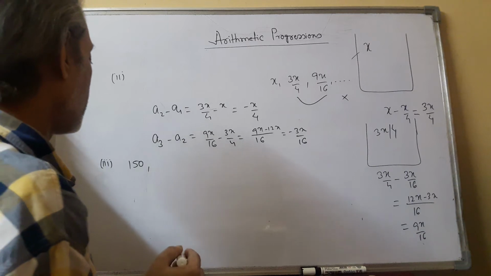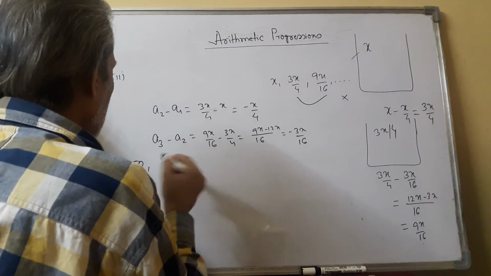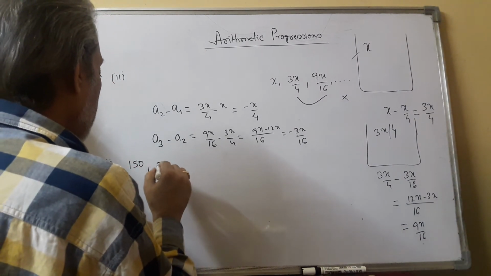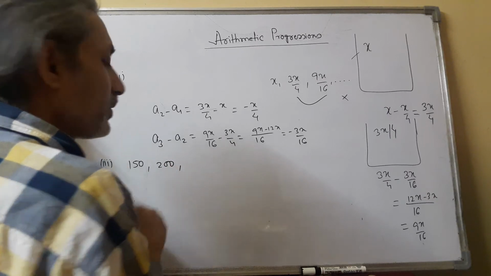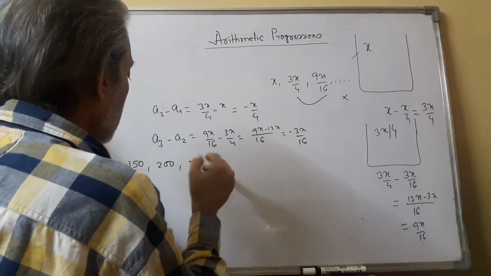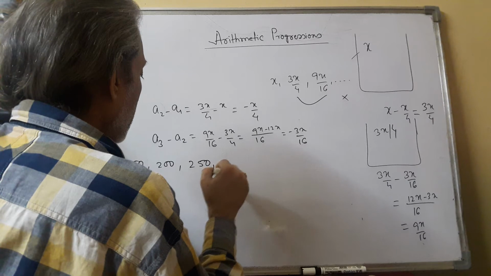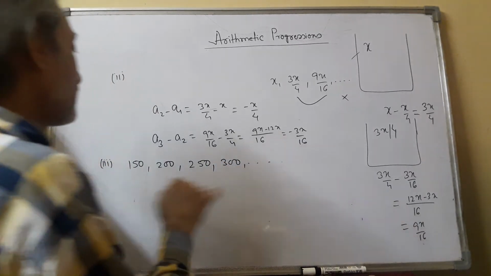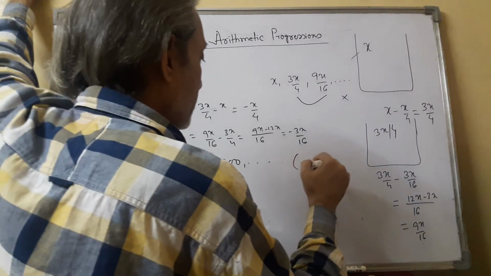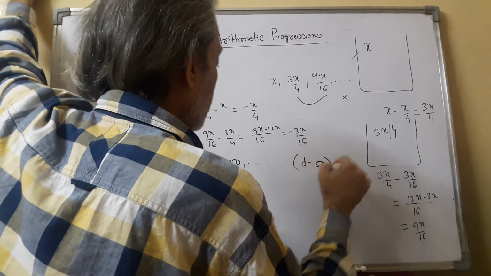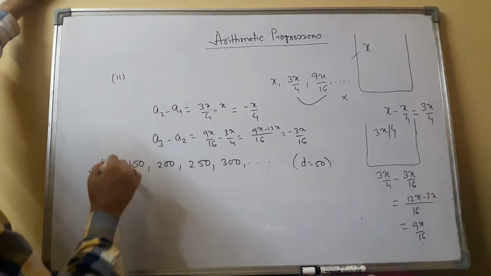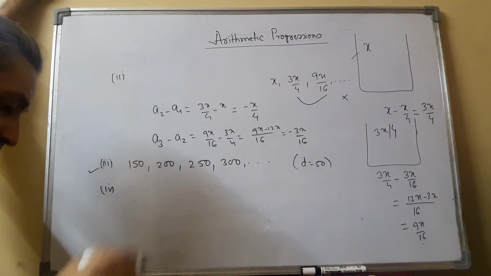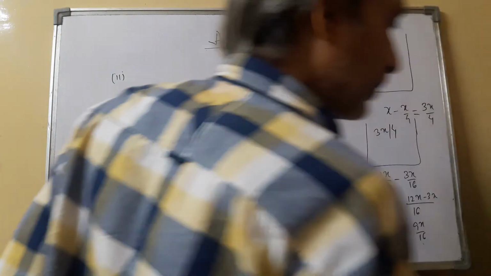So if he digs 2 meters, he will have to pay 150 plus 50 equals 200. Another meter, another 50, 250. So obviously it forms an AP, since the difference d is 50 in this case. So the third one is a case of AP. Now see the last part.